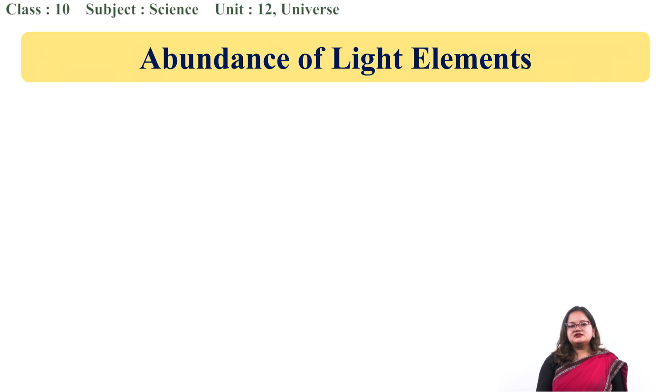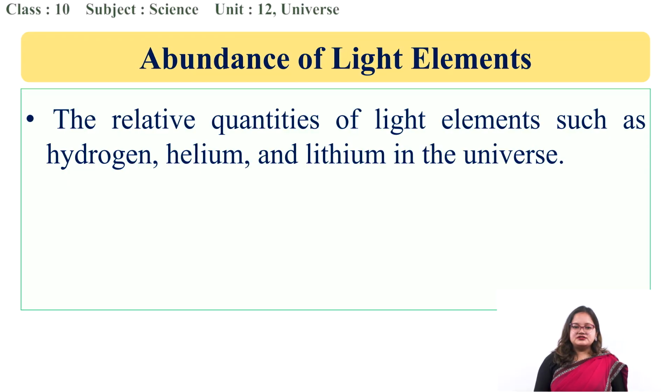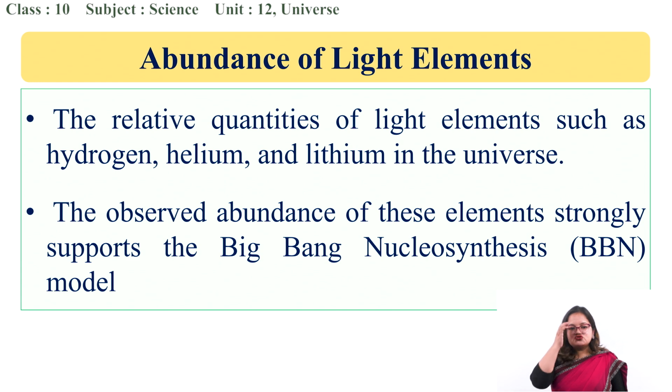The second one is the abundance of light elements. Now, if you remember correctly, after 3 minutes of the Big Bang, what happened? First nuclei started to form. So within 3 to 20 minutes of the formation of the universe after the Big Bang, many light elements started to form. If we look at the data, we will see that the relative quantities of light elements such as hydrogen, helium, lithium in the universe is pretty high. And the observed abundance of these elements strongly supports the Big Bang nucleosynthesis model as well.